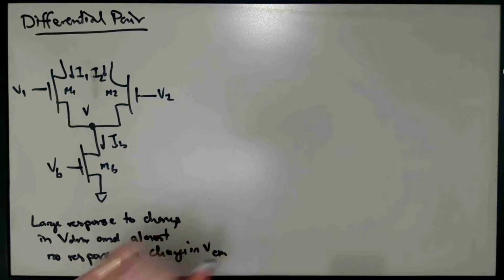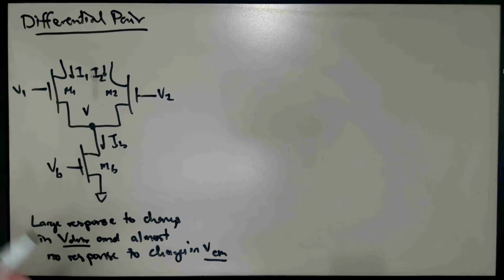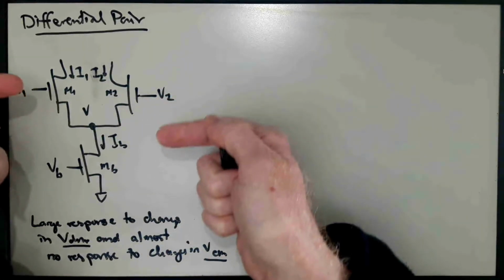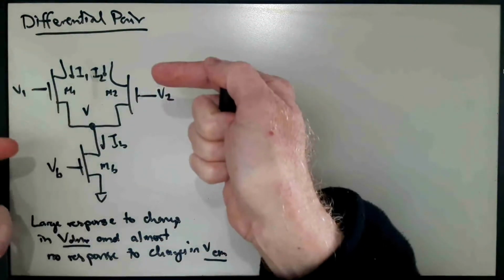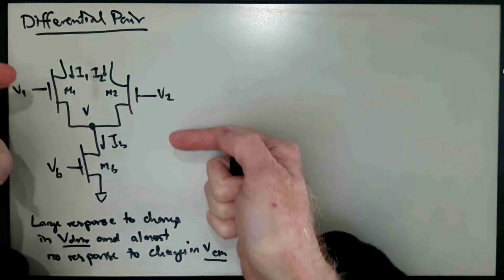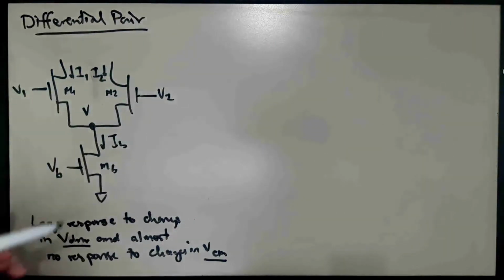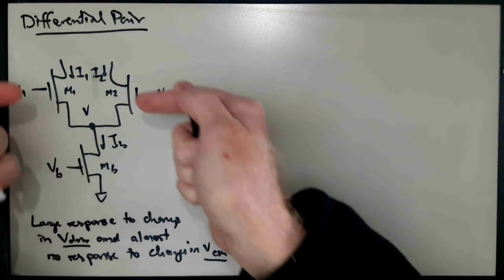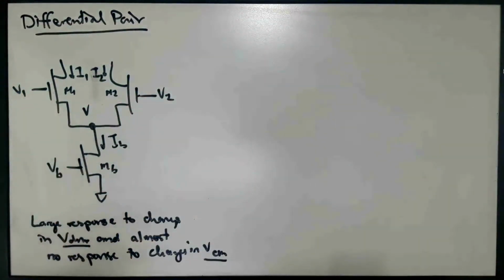in VCM. Okay, so remember last time we introduced the differential mode voltage, which is the difference between V1 and V2, and the common mode voltage, which is the average value of V1 and V2. If we move V1 and V2 relative to each other so that the difference is changing, the current steers back and forth, and we get a large response in the currents. Whereas if we move the two up and down together, like so, the current balance stays basically the same.